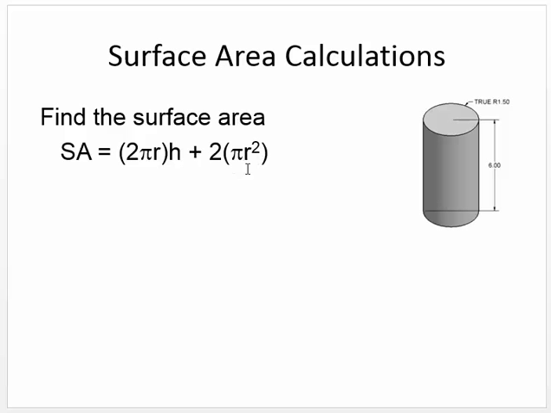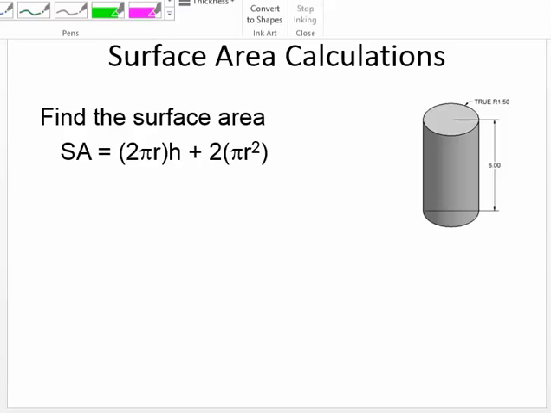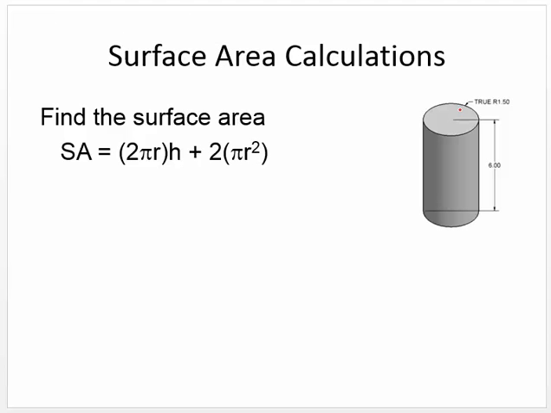Well, the pi r squared is simply finding the area of the top and bottom. This right here is the top and the bottom of the can. Think of this as a can. That's our top, and the part you can't see down here would be the bottom. And there's 2 of them. The area of these are pi r squared, and there's 2 of those.